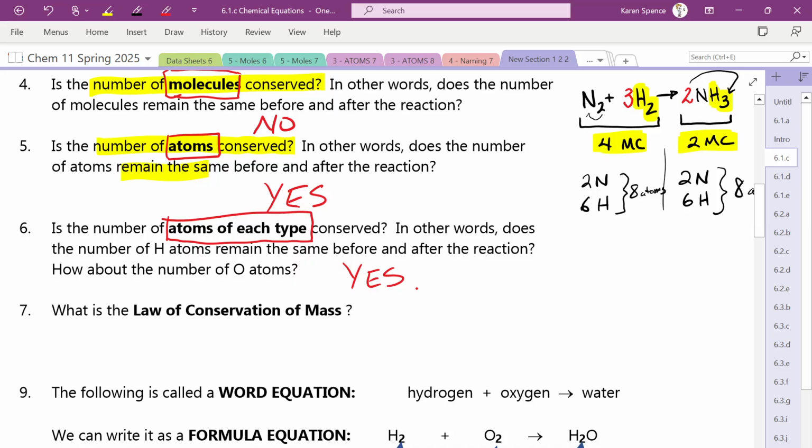How many people have heard of the law of conservation of mass? About half of you, okay. Anyone know what it is? Matter cannot be created nor destroyed, yes.